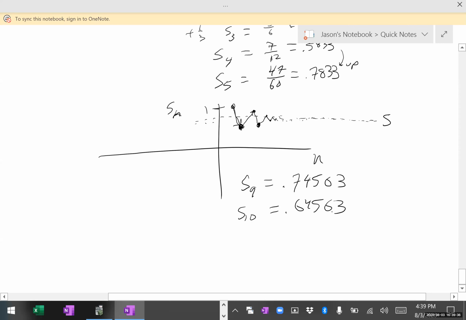Okay. So we know that we have what? We have an error bound of 0.1 here. Does that make sense? Does that make sense that there's an error bound of 0.1?